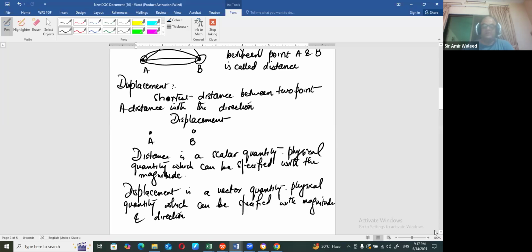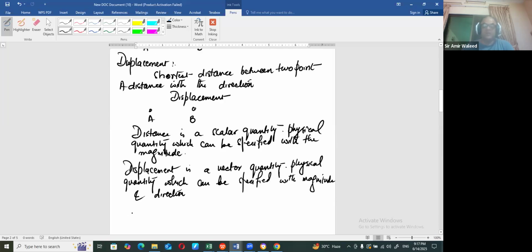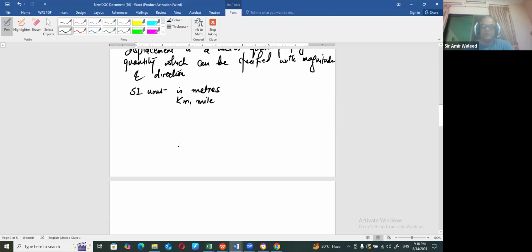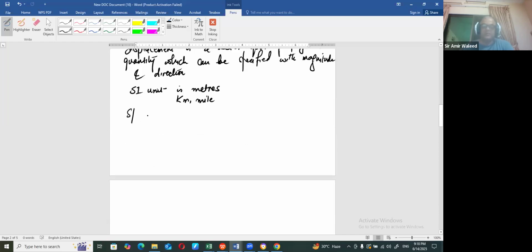Now, what are the SI units for both of them? Standard International Unit. The SI unit is basically meters. There can be other units as well, like kilometers, miles, so many things, but the SI unit is meters, right? So these are the two quantities we just discussed. Now, the next two quantities are speed and velocity.